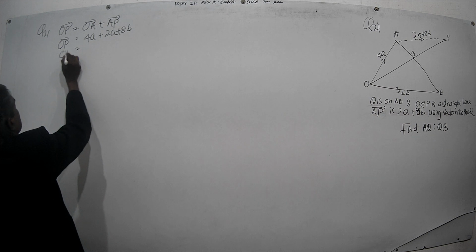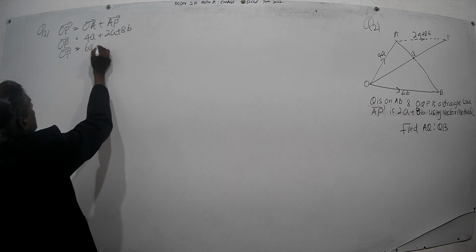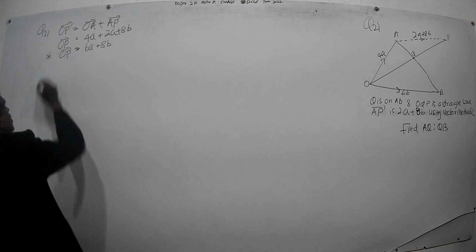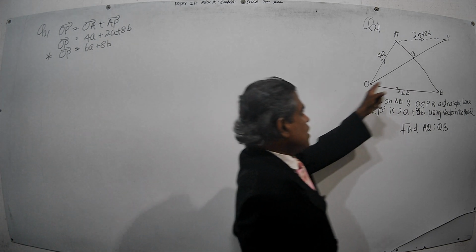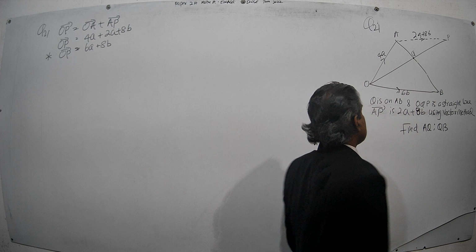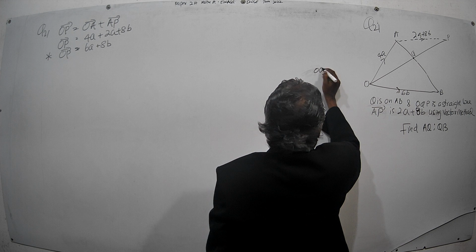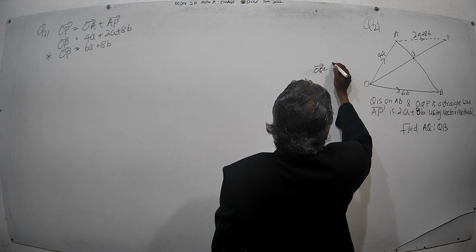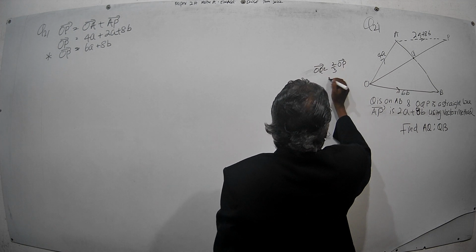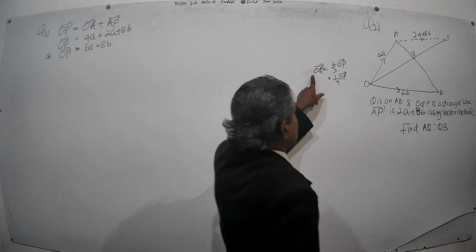Then vector OP, you can simplify by adding the like vectors, 4A and 2A, 6A, plus 8B. So that is vector OP. This is an important vector, important to find the vector OQ. Now vector OQ is a part of OP. Therefore, we can write vector OQ equals, let's say, 2/3 of OP or 1/4 of OP.